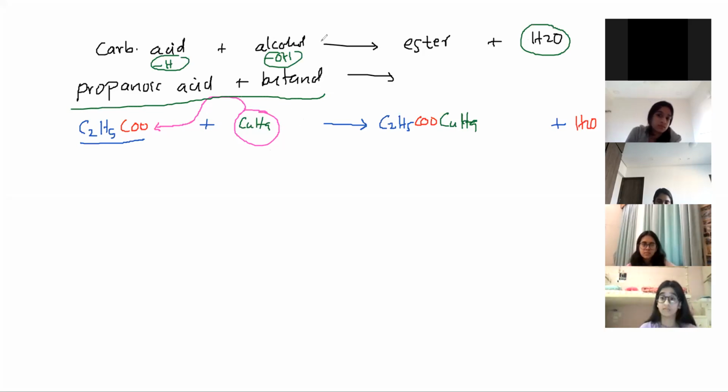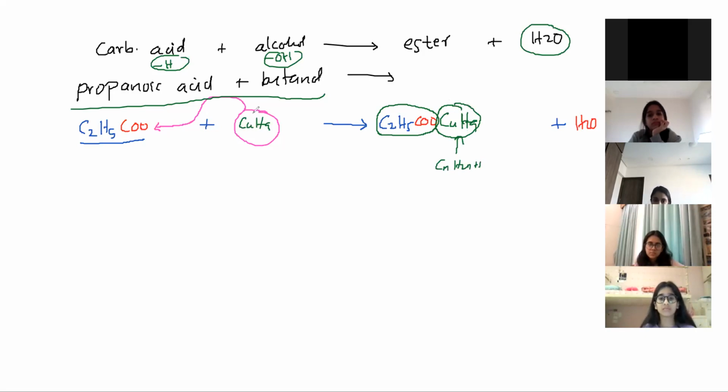Is everyone clear? Yes, sir. Okay. Now the name. You already said the name of this part. What is the name of this fragment? Propanoate. We saw that in the previous reaction. And what is this part? Butyl group. Butyl, because we know that this is the alkyl family, CnH2n plus 1. This is CnH2n plus 1, OH is the functional group.